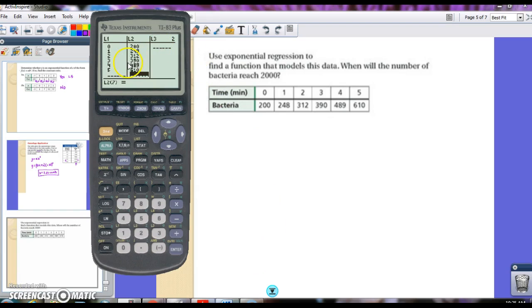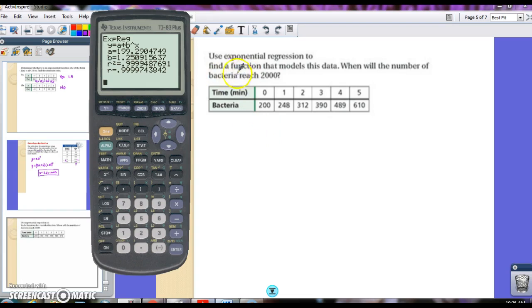Okay, everybody, I have all of my data in my calculator. I'm going to go back to y equals and clear out the other data that I had in here because that was from a different problem. I'm going to go stat, calc, and go down to exponential regression. That was option 0. Press enter. Remember, we want to store this in y-vars, so we're going to go vars, y-vars, enter, enter, enter again, and now that is stored in y equals.